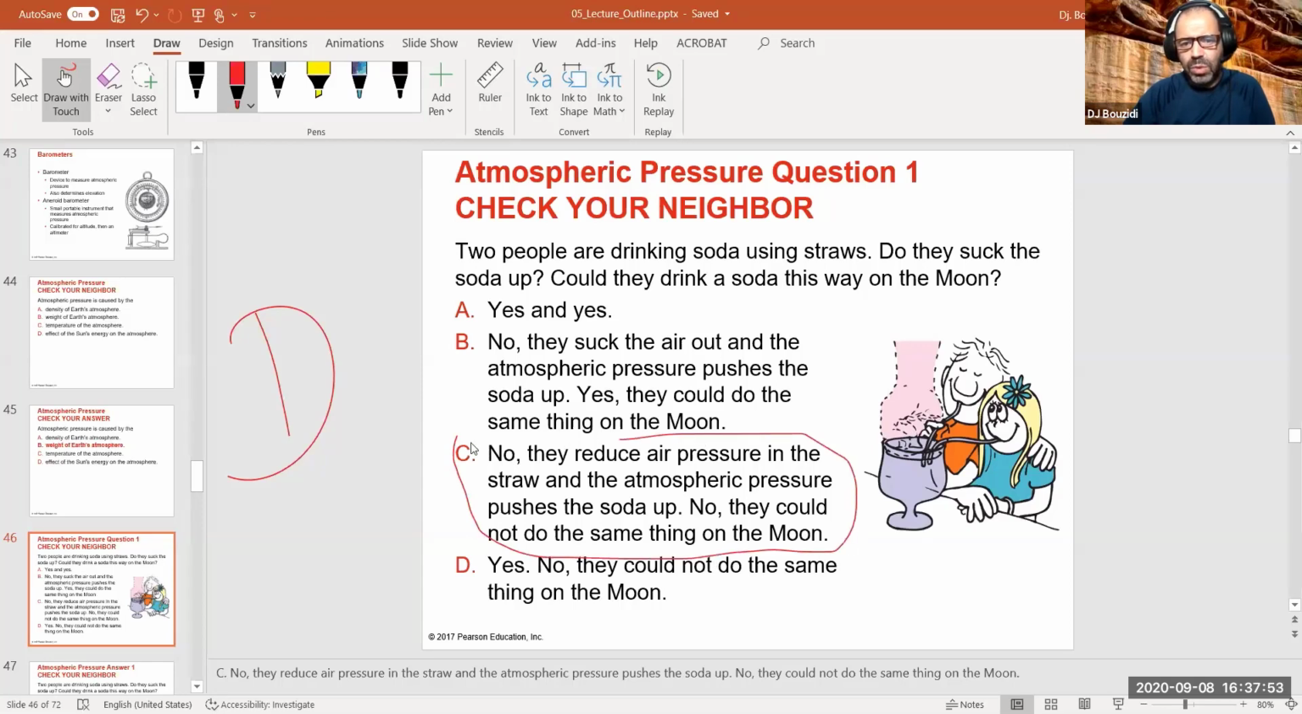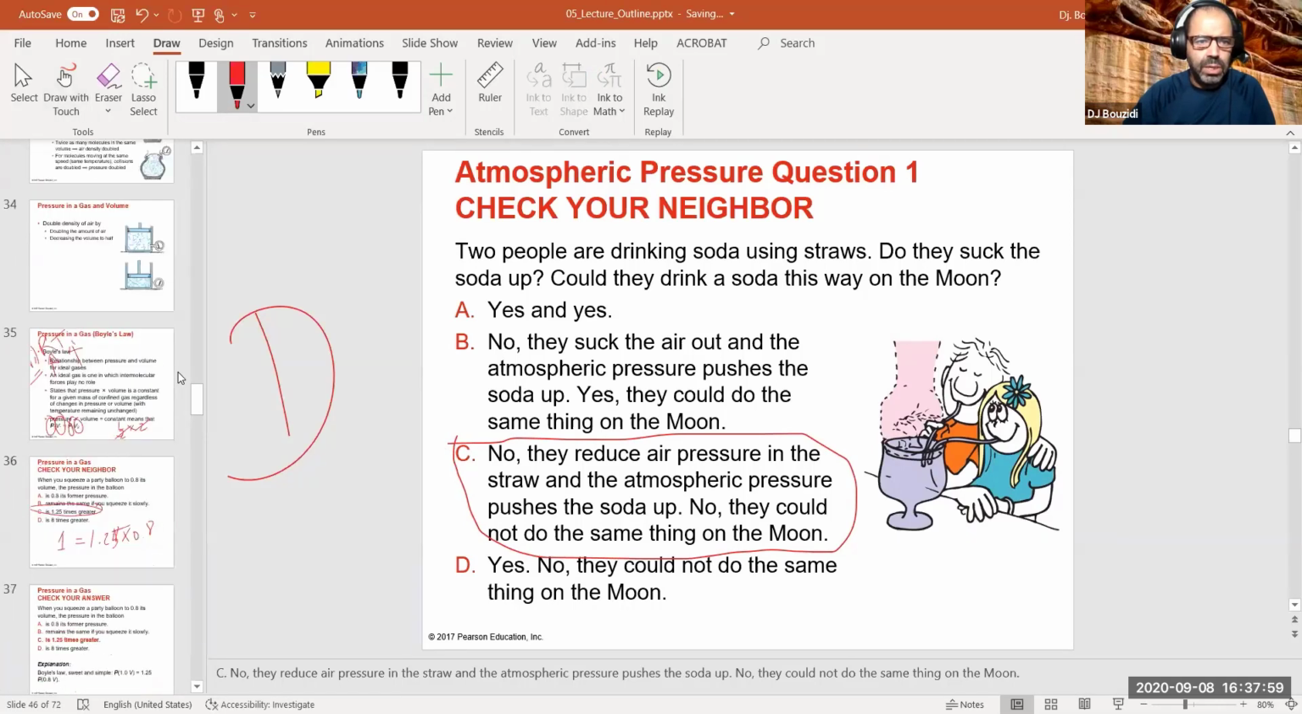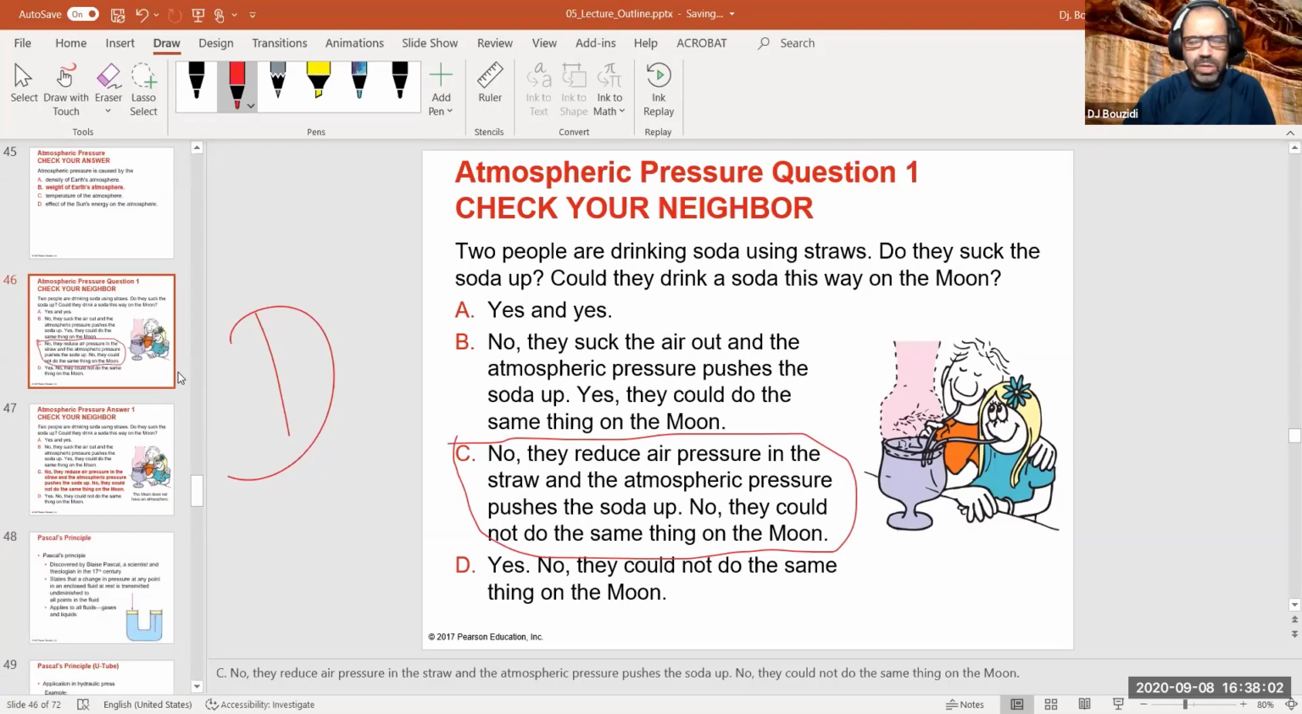So those are the three questions for the day today. The first question was, I think, A, the answer to it. The second question, because the fish breathes water. And the third question is this one, okay? No, they don't necessarily have to drink the same amount of soda, although they are drinking next to one another. And no, they cannot drink on the moon because there is no atmospheric pressure on the moon. There is no atmosphere on the moon.